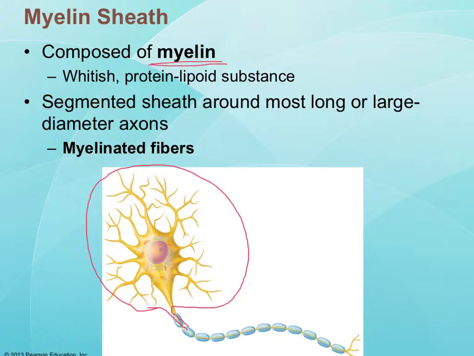Myelin is a whitish protein wrap of your axon. So those myelin are in different segments, as you see in this picture, and we call it myelin sheath. And for the long axon and large diameter axon, they do have those myelins, but not every one has it. The very short ones or very thin axons normally do not have myelin. So the ones that have myelin, we call myelinated fibers. Those wrap up those axons, which is shown in this picture here.